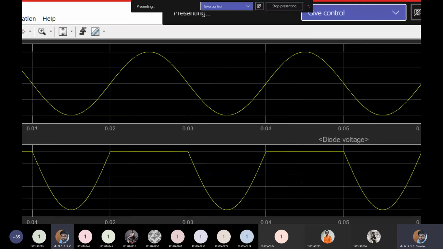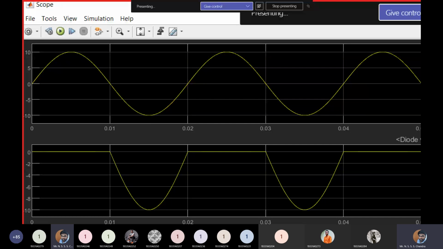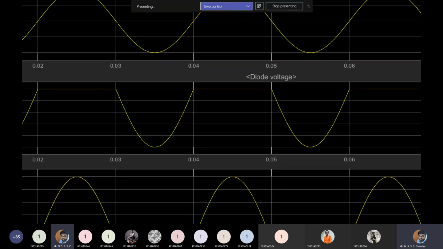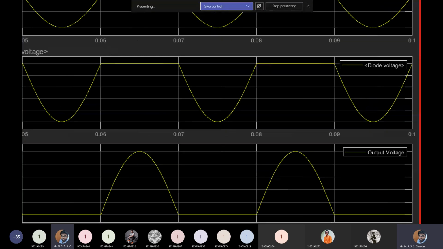So it's a pure sinusoidal wave, and you can see the peak value. Peak value of this sinusoidal curve is 10. So it is varying between plus 10 and minus 10 volts. Okay, and then the second graph is your diode voltage. It's the voltage across your diode.